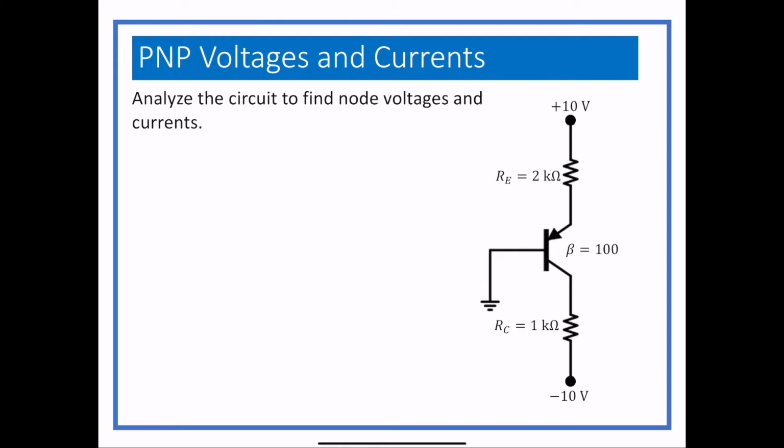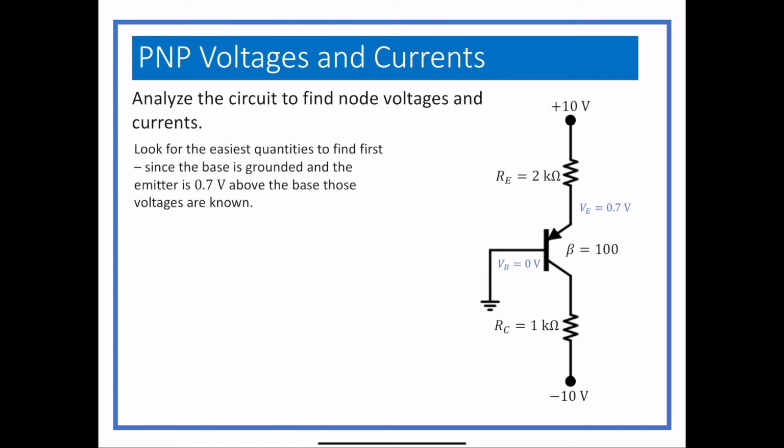So we want to find the easiest thing first. And the easiest thing to find is VE, because it's 0.7 volts above the base. So we know VBE is 0.7 volts, or VEB in this case, so we know that VE is 0.7. So we can instantly get VB and VE just by looking at the circuit. Don't have to calculate anything, you just write them down, because you already know those. So that's 2 out of 3 of the node voltages already.